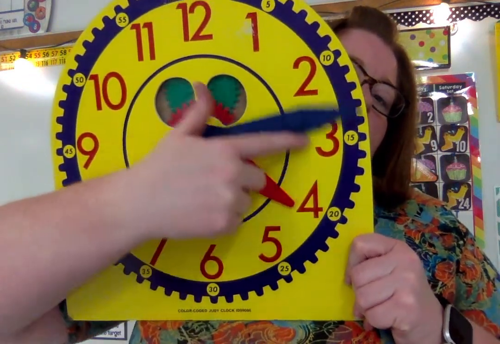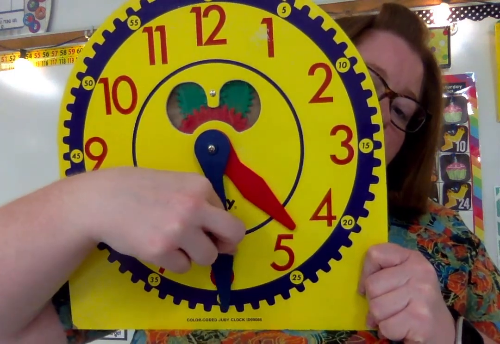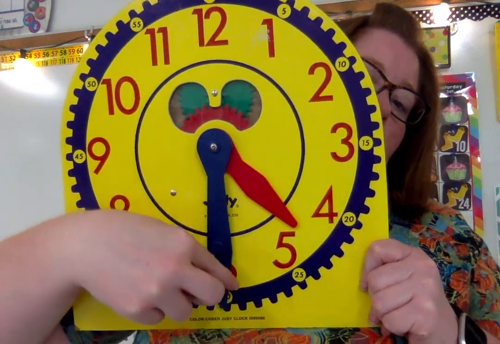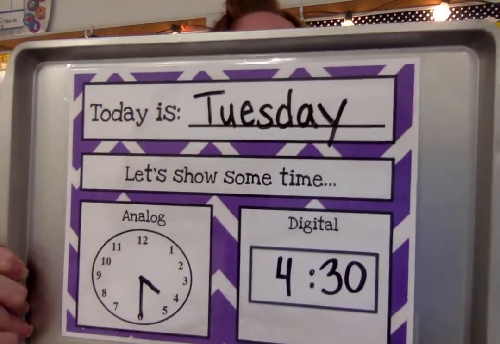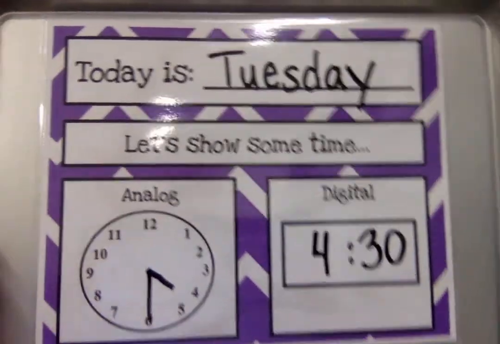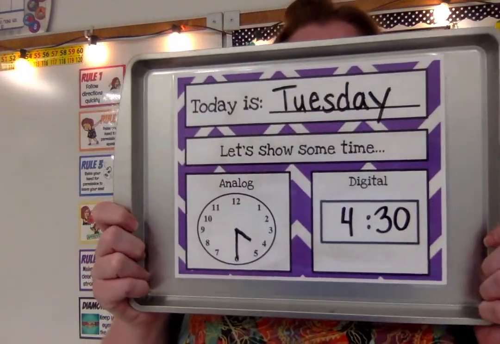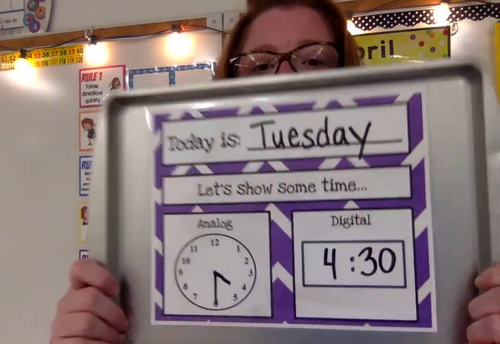If we go back to 4 o'clock, right, we get halfway around the clock. It's like a big circle. Then it becomes 4:30 on our analog clock. Or on our digital clock, we write 4 for the hour and 30 minutes is 4:30.